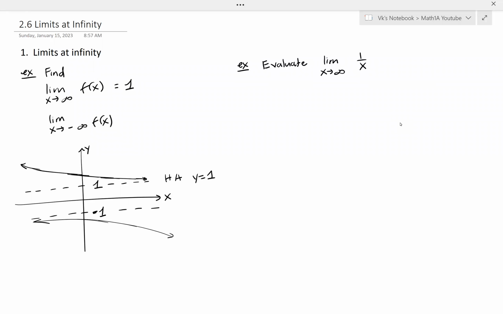Limit as x approaches negative infinity of f(x). From the graph, we see the output is approaching negative 1. Meaning that the limit as x approaches negative infinity of f(x) is negative 1. And also notice that the horizontal asymptote is y equals negative 1.